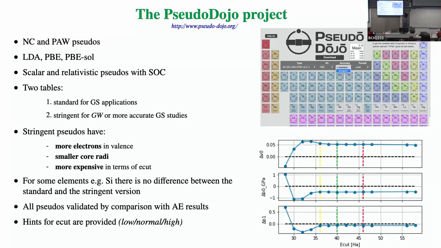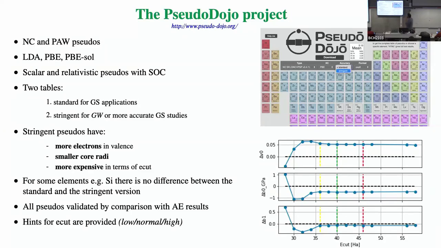The standard one is designed for ground state applications. In this case, for instance, you will find what I call gallium-d, gallium with just the 3d electrons. It is a standard table. But we also have a stringent table that has more valence electrons and smaller core radii, designed for highly accurate ground state calculations, or for anybody who wants good scattering properties in the empty region, and also semi-core states to account for the overlap in the Fock operator.